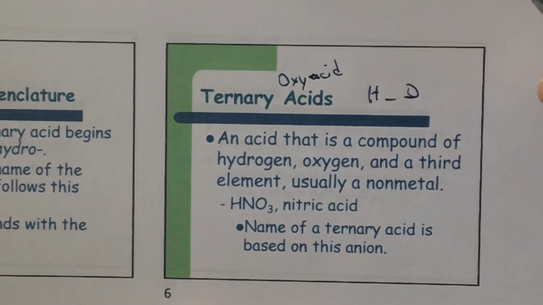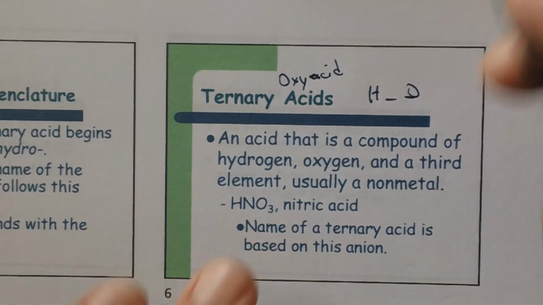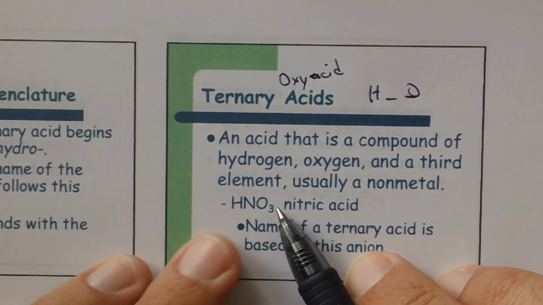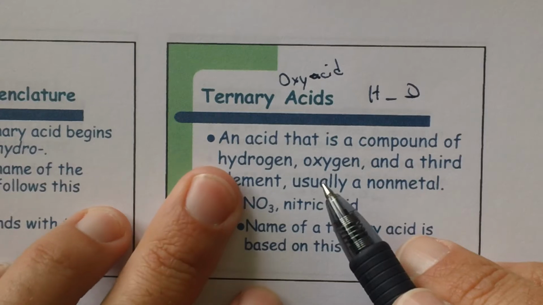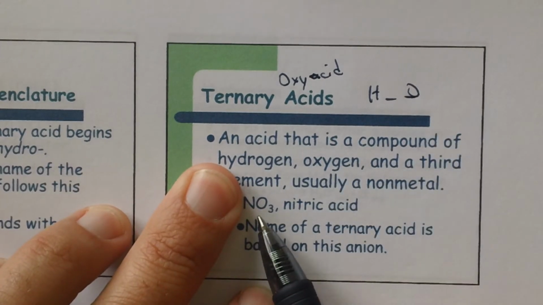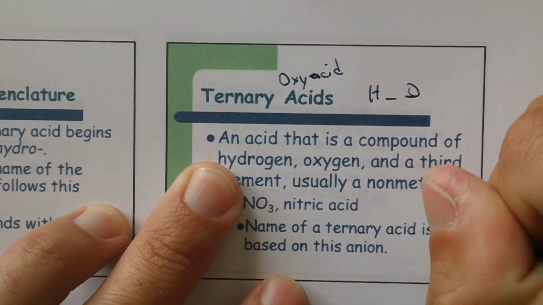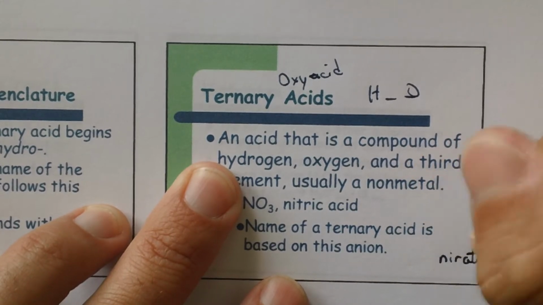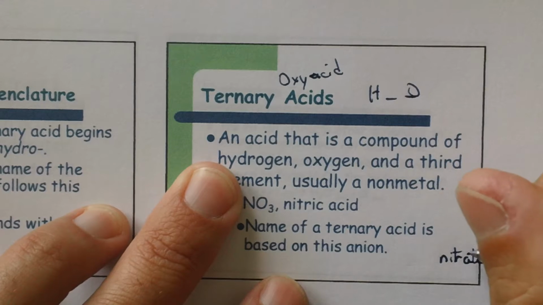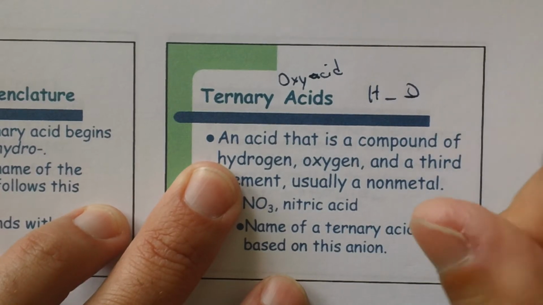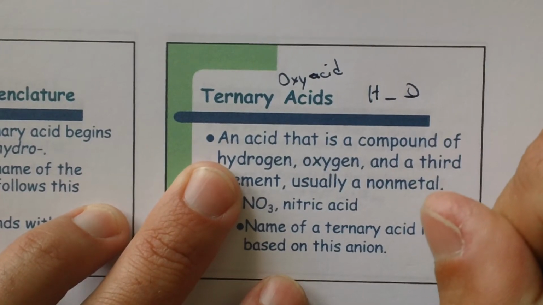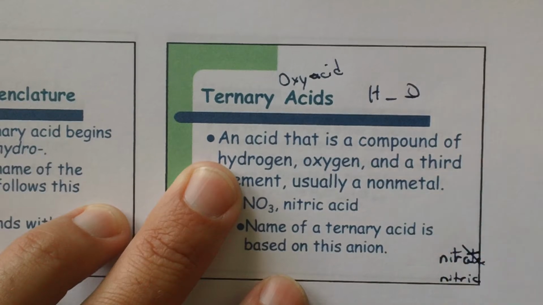And this is the whole ending change. So when we look at HNO3, because it's an oxyacid, we cover up that hydrogen and we name the ion. NO3 is nitrate. And so we chop the ending, and the ate ending goes to ic. This becomes nitric acid.